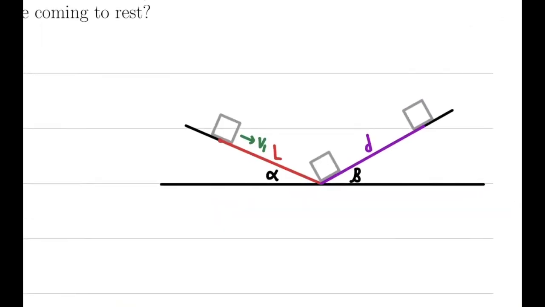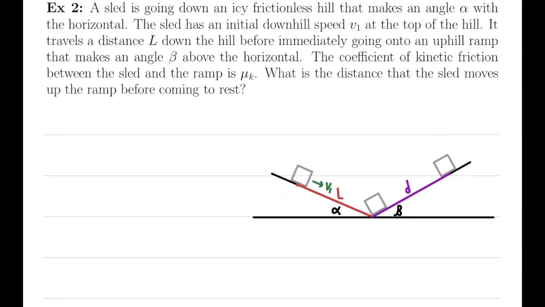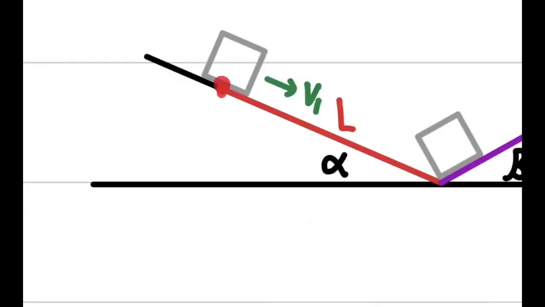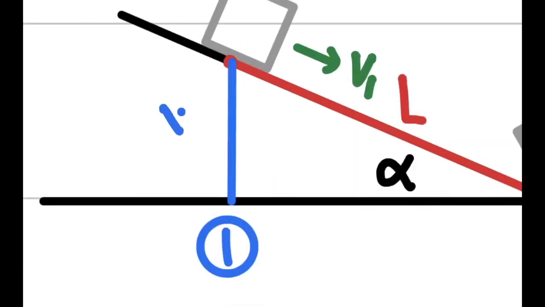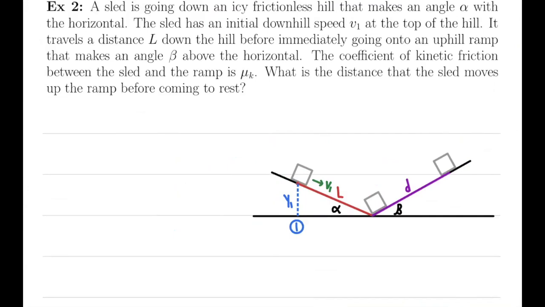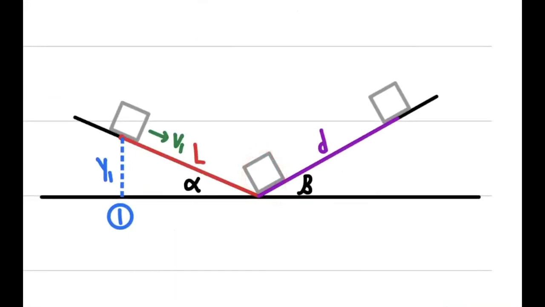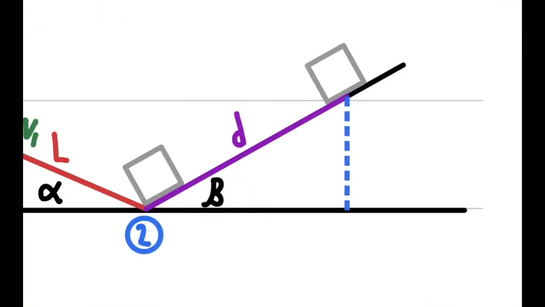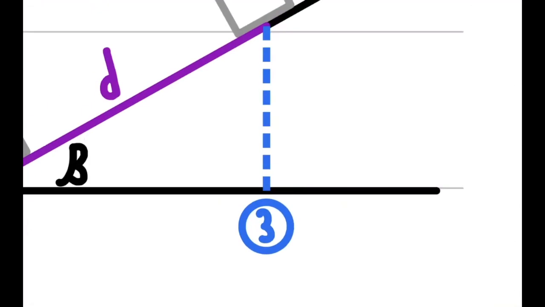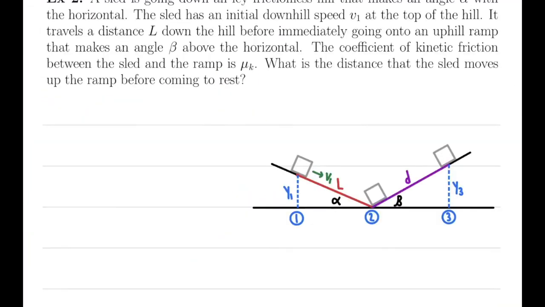And let me label some stuff. When the sled is at the top of the hill, I'm gonna call that 1. So this height right here is y1. And then when it switches over to the ramp, I'm gonna call that 2. And when it's at rest on the ramp, I'm gonna call that 3. So this is y3 right here. So we're trying to find d, so we have to look at what's happening between 2 and 3. So let's write our energy equation for 2 to 3.